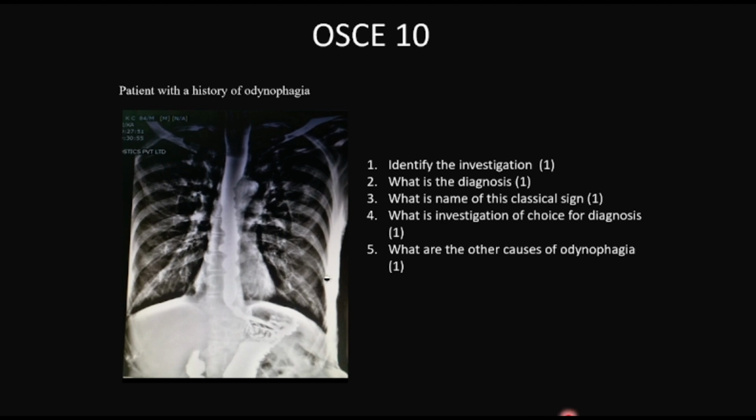For definitive diagnosis of diffuse esophageal spasm, we have to go ahead with esophageal manometry. And what are the other causes of odynophagia? There could be any esophageal stricture because of previous conditions, previous surgeries, esophageal carcinoma, achalasia cardia. All these are the causes of odynophagia.